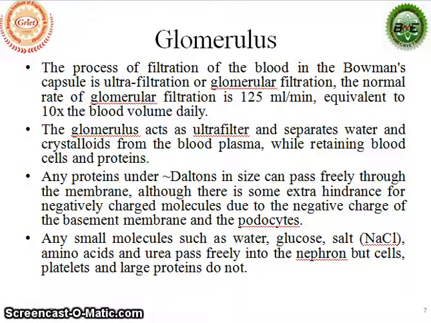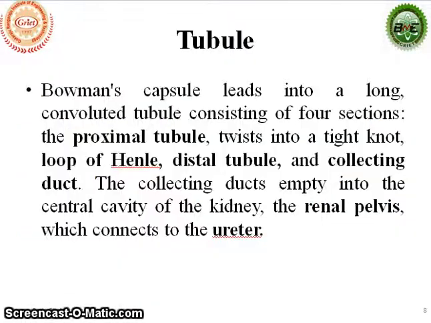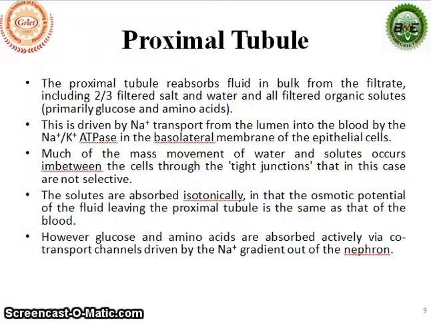Small molecules such as water, glucose, salt, amino acids, and urea pass freely into the nephron, but cells, platelets, and large proteins do not. Bowman's capsule leads into a long convoluted tubule consisting of four sections: the proximal tubule twists into a tiny knot, and then a loop of Henle, distal tubule, and a collecting duct. The collecting ducts empty into the central cavity of the kidney, the renal pelvis, which connects to the ureter.